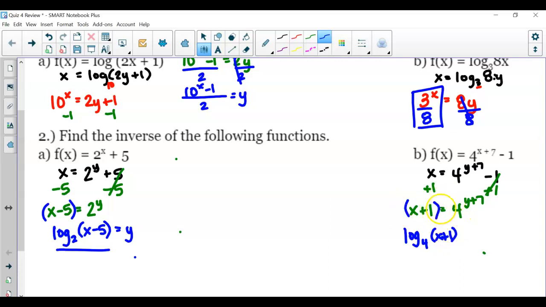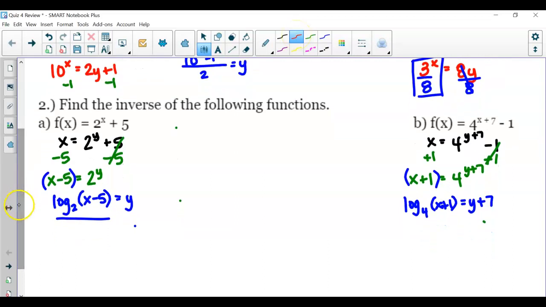Again, notice how it was all grouped together, so keep it all grouped together, which is equal to y plus 7. Now notice y is not by itself, so we're not done. We don't have the inverse yet. We're adding 7, so now subtract 7 last. Y is equal to, so our inverse function is log base 4 of x plus 1 minus 7 on the outside, because that was our last step there.